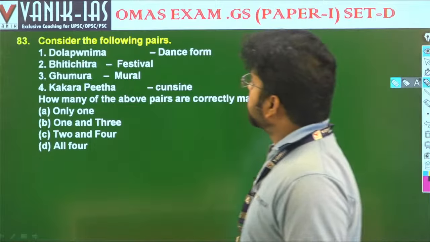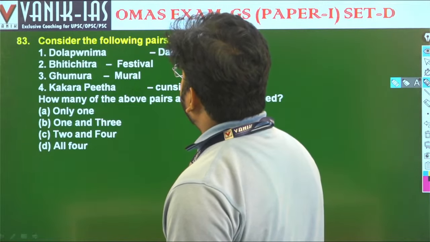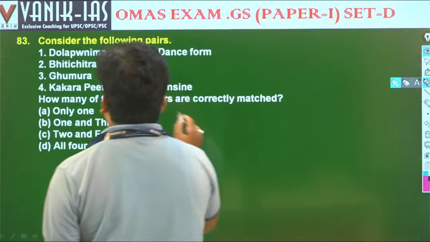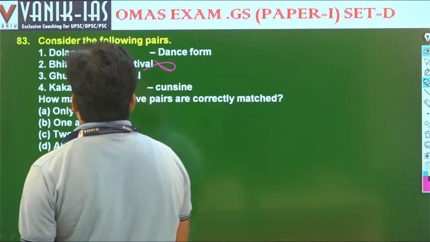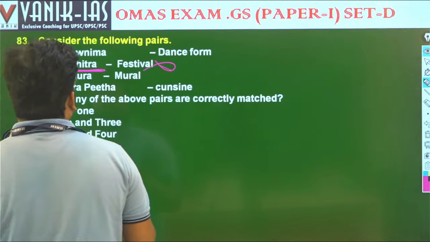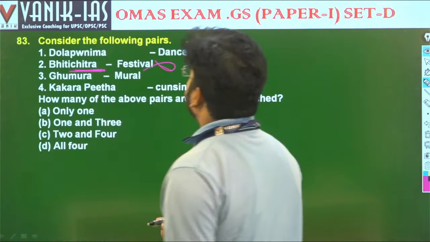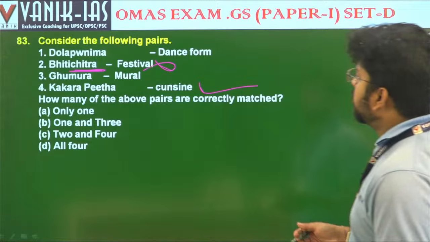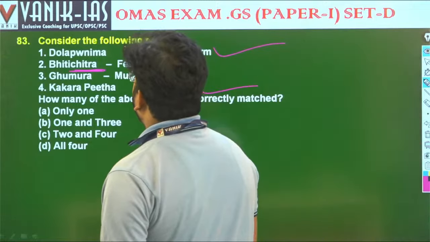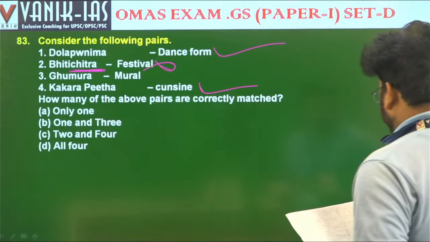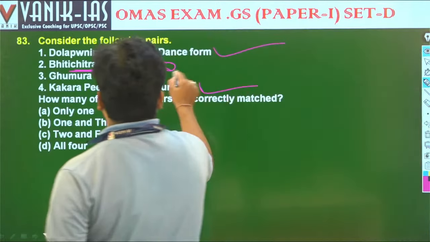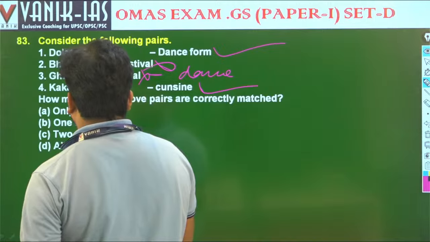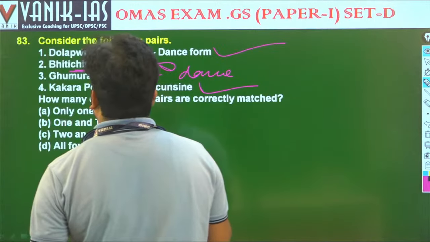Then consider the following pairs. Dolap Winma, that is a dance form. Bhiti Chitra is a Chitra, an art form. This is wrong. Ghumura and Kakrapita. Kakrapita is a food, this is right. So 2 is wrong. Dola Purnima is obviously a dance form, that is right. Ghumura is a dance form, not a mural painting. So the answer is 1 and 4.